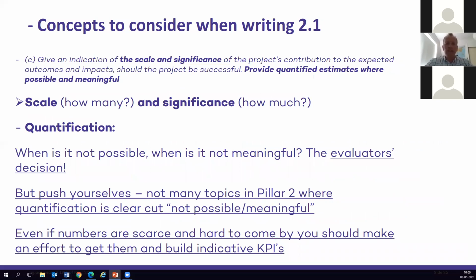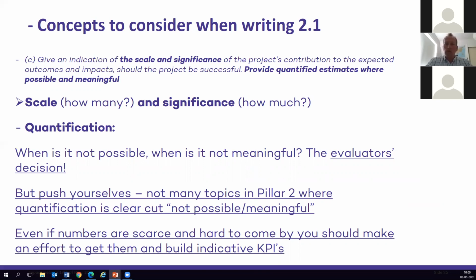The scale and the significance of the project's contribution to the expected outcomes and impacts, and provide quantified estimates where possible and meaningful. So scale could be translated from bureaucrat lingo to how many, and significance to how much, I would say. But one of the big questions is, of course, quantification. When is it not possible, and when is it not meaningful?